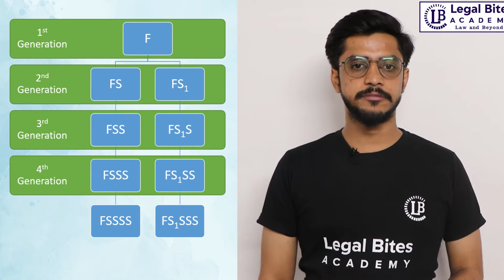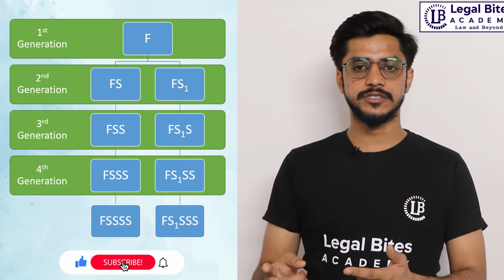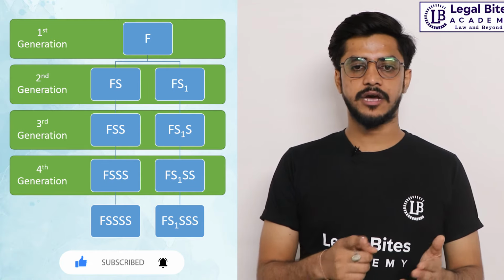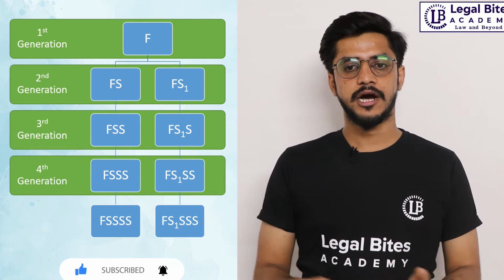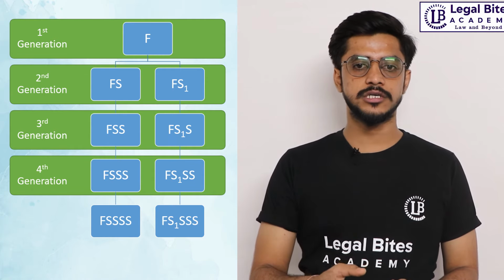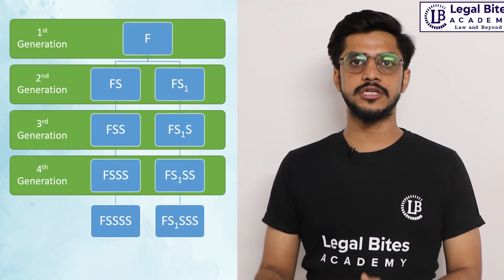We can see in the diagram displayed on your screens that starting from F, who is in the first generation, up till F triple S and FS1 double S are the people within the 4 generations rule. Therefore, all these male holders or the lineal male descendants starting from F are included within the coparcenary.